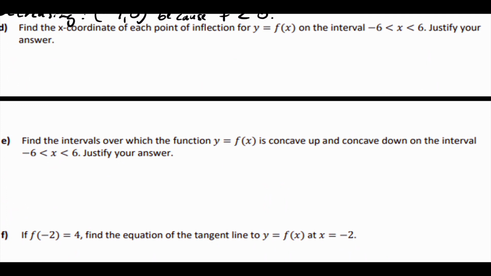Well, that's what I'm asking you guys. What does it mean to be an inflection point? How do I know something's an inflection point? Because I have to justify it, right? If I say this is an inflection point, I have to know why.